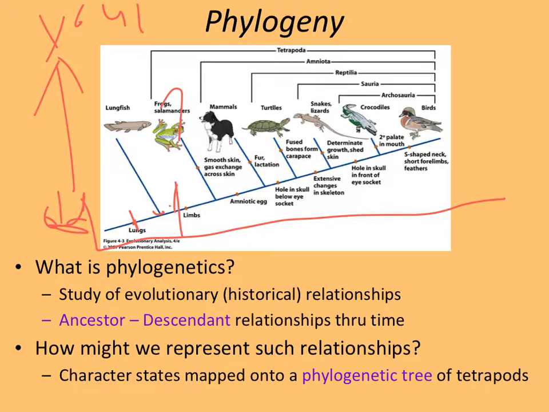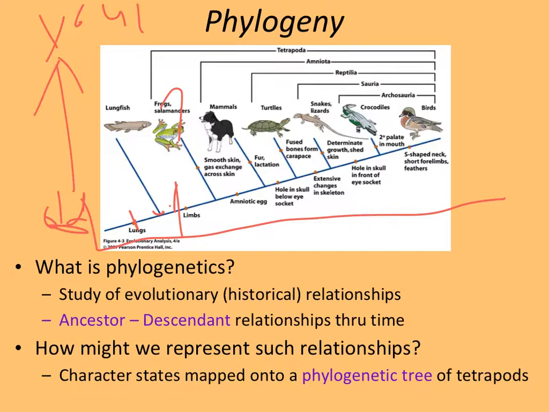Okay, so mammals: fur and lactation. This hole in the skull below the eye socket happens right there. We don't have that. Mammals don't have that, but all these other ones do. For turtles and tortoises, all the bones were fused to form this carapace. That's the only lineage that has it. Extensive change in skeleton.